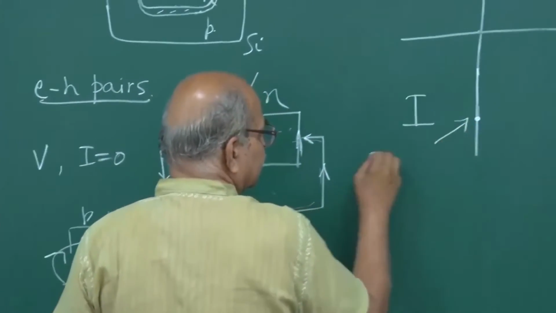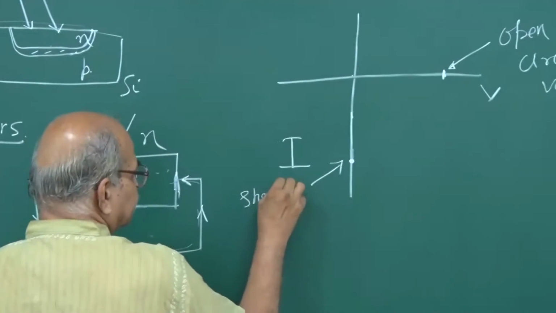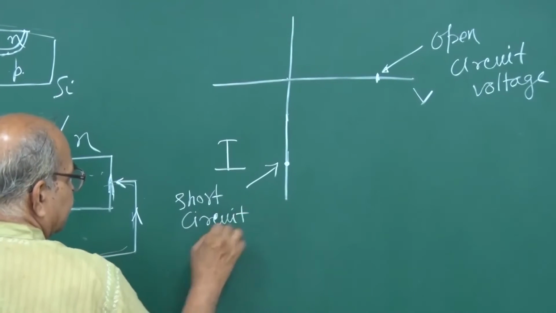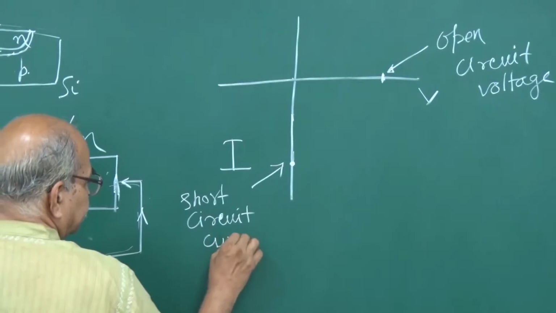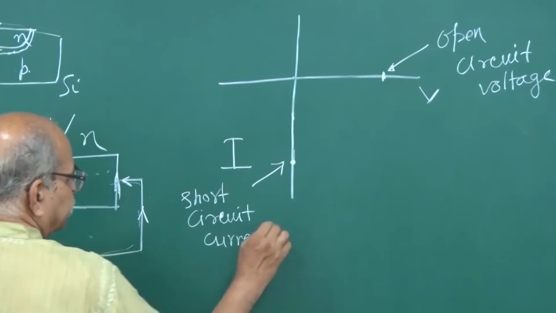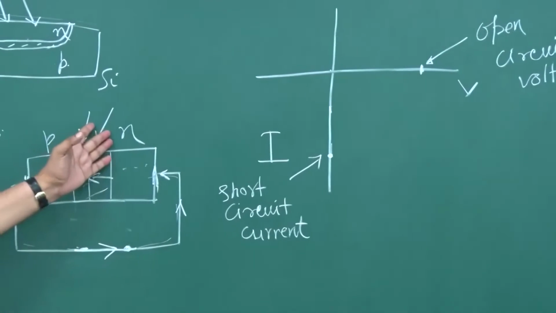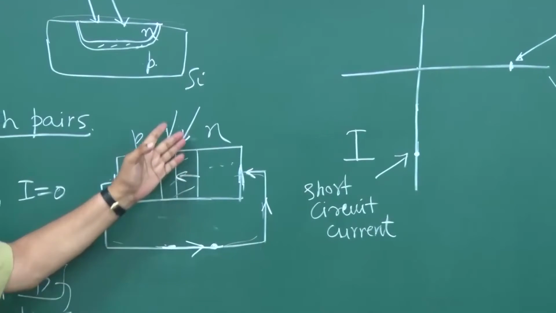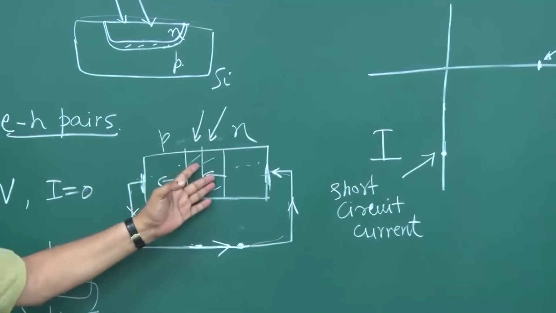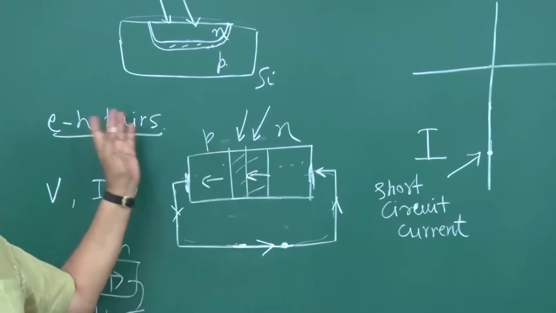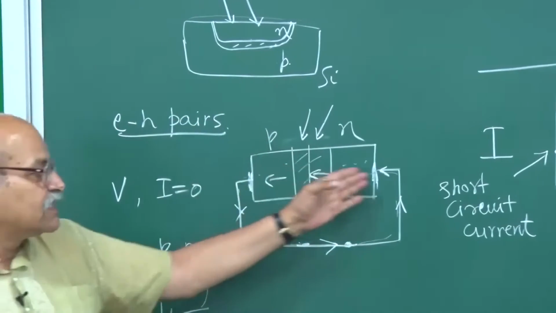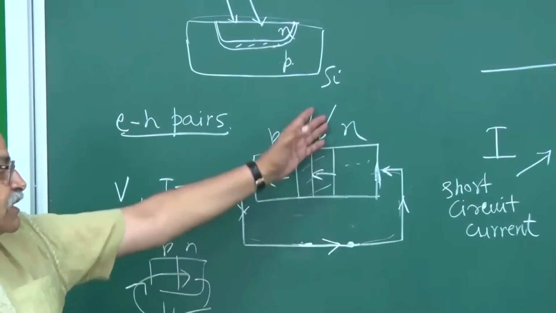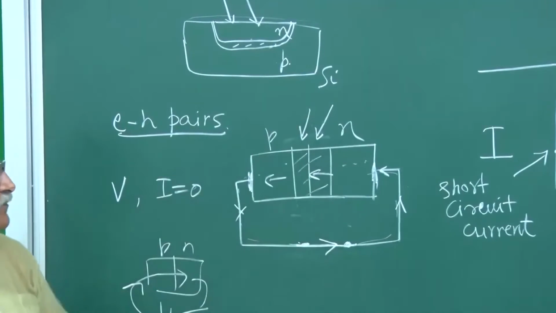So this is the short circuit current. And it depends on the intensity of the light which is falling here, and the absorption properties, which wavelengths are there and which are absorbed, and how many EH pairs are created. All those things will decide how much the short circuit current is for these particular conditions.